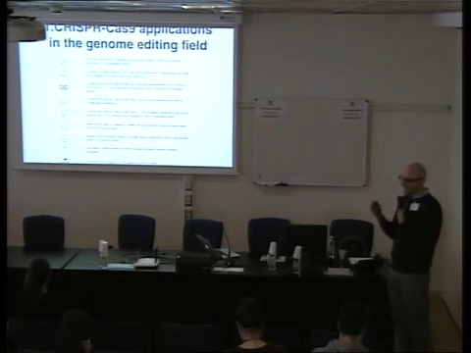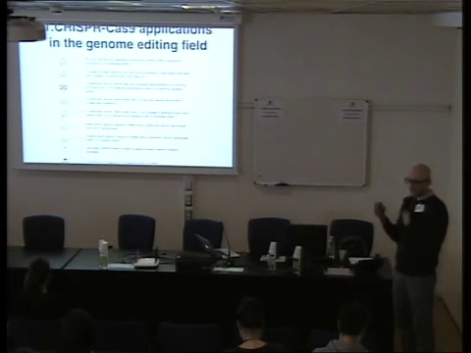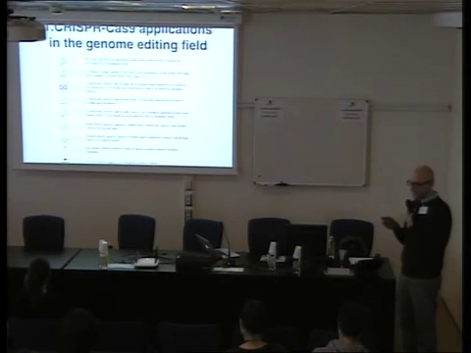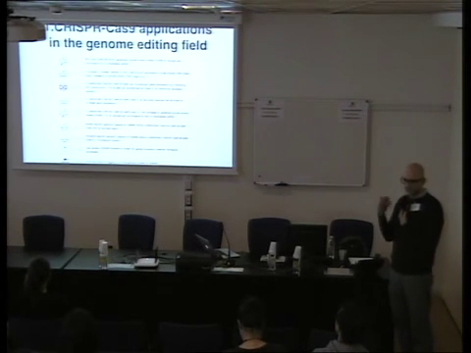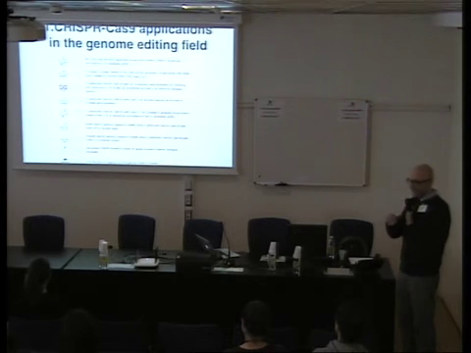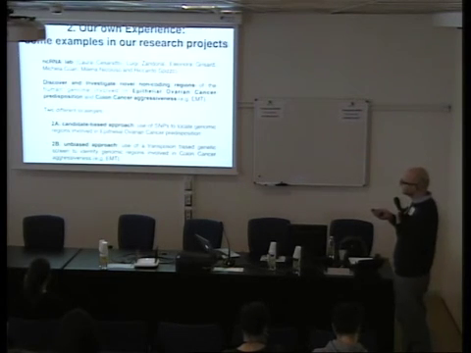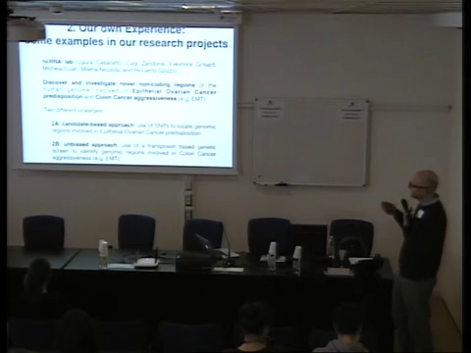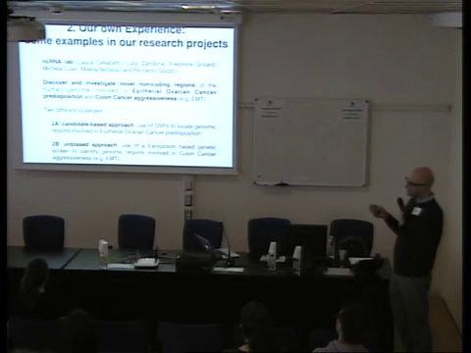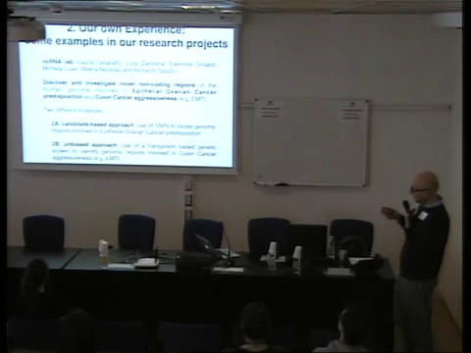If you don't have the antibody for your protein, you can insert by homologous recombination a tag, MYC, V5, FLAG, at the end, beginning, wherever you want in your protein, and then visualize your protein, for instance. So now I will go to the second part, some examples of our research projects.